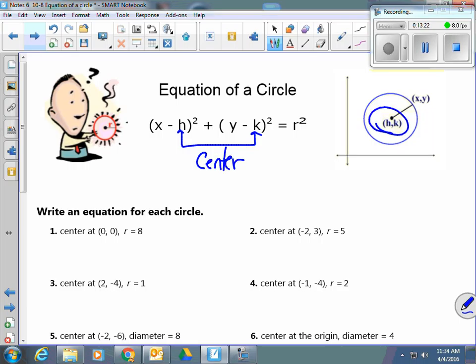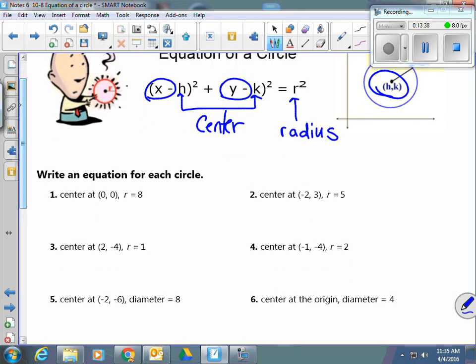Notice that it's X minus and Y minus, right? And remind me, what does R stand for again? The radius. Okay, so let's look at number 1. What information did they give us? They gave us what? Good. What does the center stand for? What letters do we use? If it's the center, what do we use? H and K, right? So this is H and this is K.